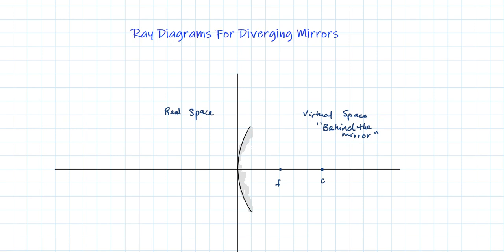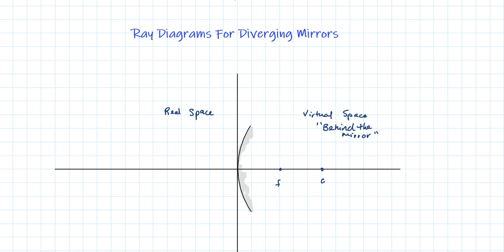Welcome to this video on ray diagrams for diverging mirrors, sometimes called convex mirrors. Now, keep in mind here that real space is over here. In other words, the shiny side of the mirror is on the flexed out side, and this gray is to represent that paint that you'd have on the back side of the mirror. So this we'd call the virtual space, and this the real space.